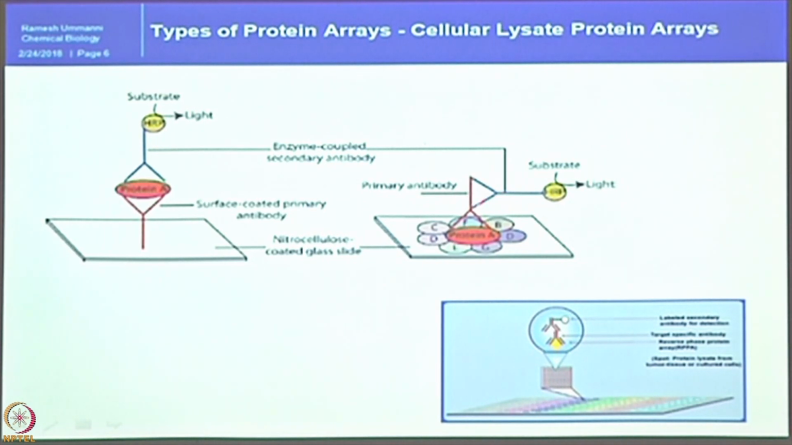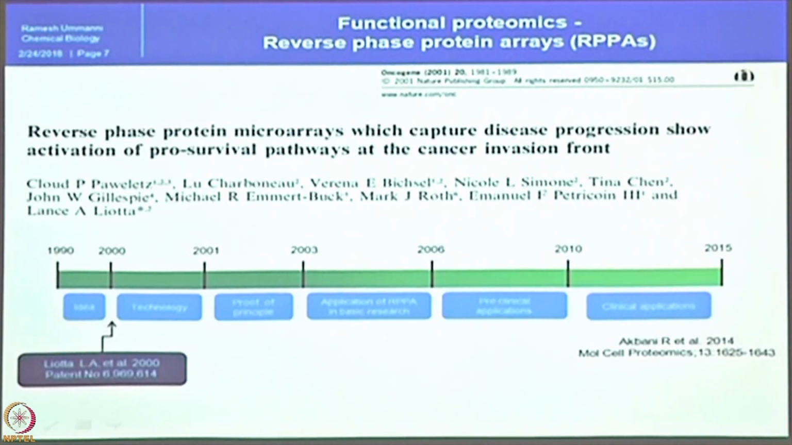Once you have the primary antibody bound to protein A, after several washings you can use the detection antibody, which is nothing but a secondary antibody labeled with a specific visualization method, and then you can detect it. This can be miniaturized into a high-throughput array by spotting many different samples. So, this is basically the reverse phase protein array.